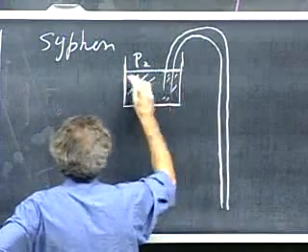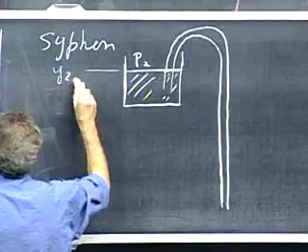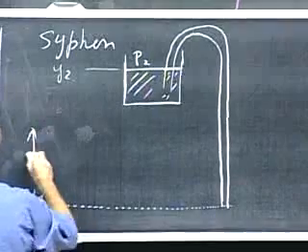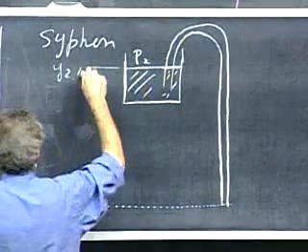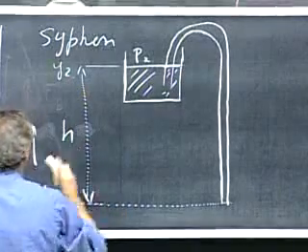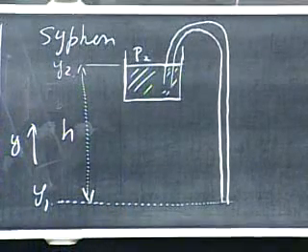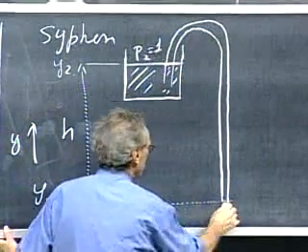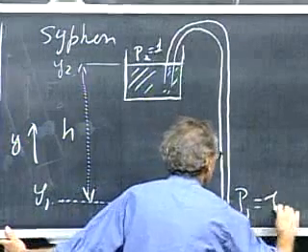This level, P2, Y2, this is Y1, increasing value of Y. This height difference is H. P2 is 1 atmosphere. I put a 1 there, it's atmosphere. And here, if it's open, then P1 is also 1 atmosphere.